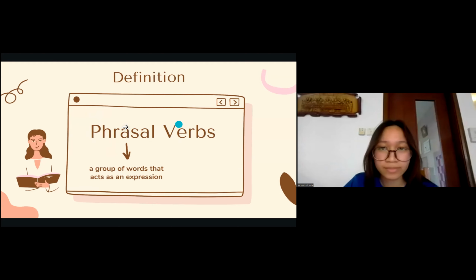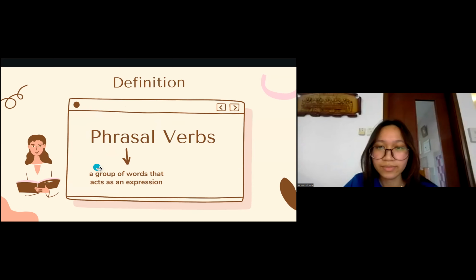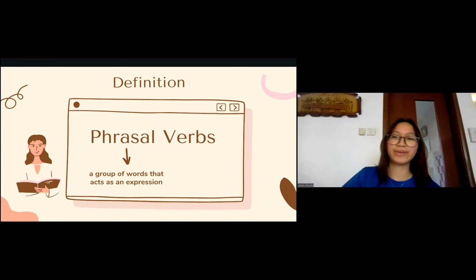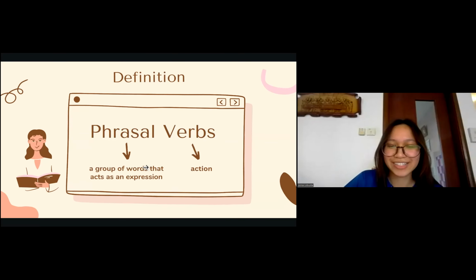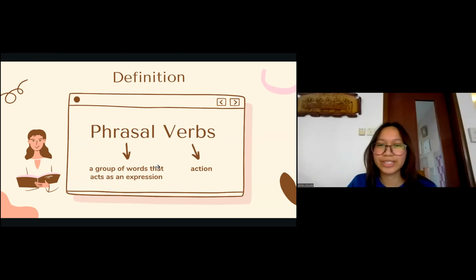A verb is an action or a doing thing. Yeah, correct. It's an action verb. Okay, thank you. So a verb is an action. If you combine these two words together, you'll see that a phrasal verb is essentially a group of words that indicates an action. So that's the definition of a phrasal verb.